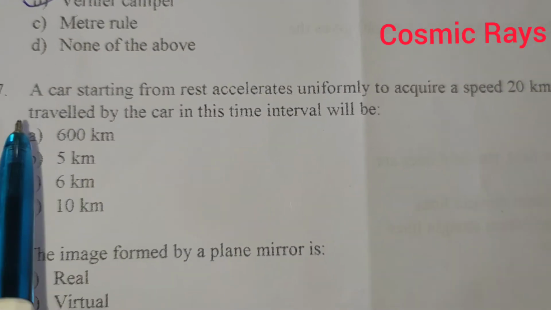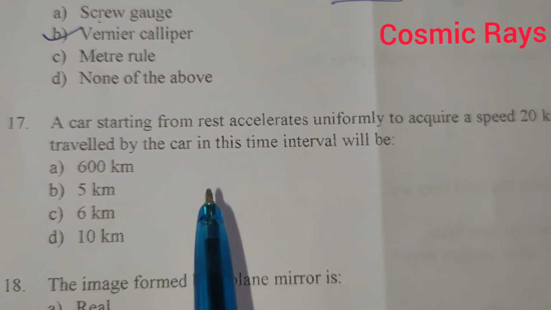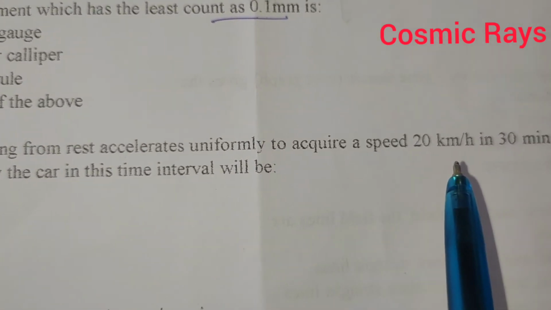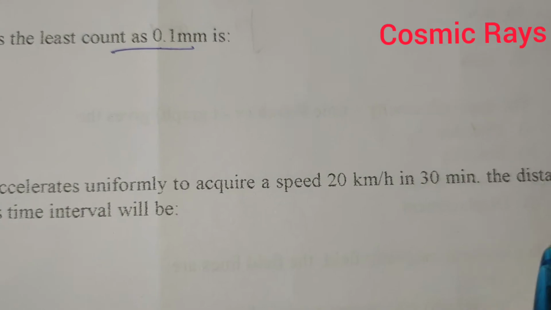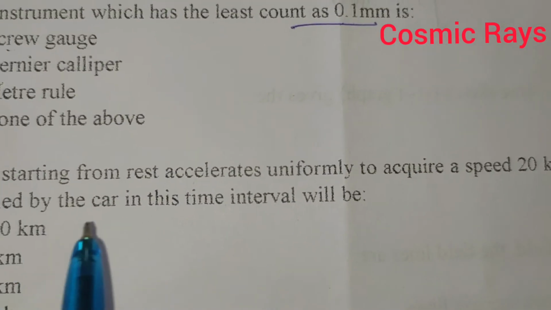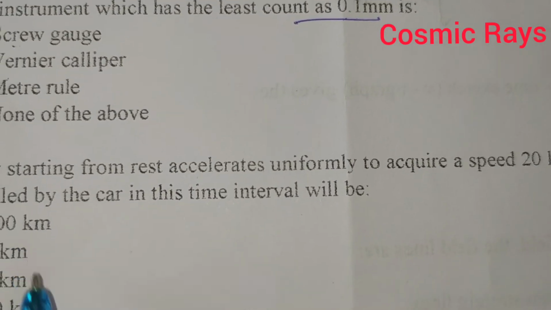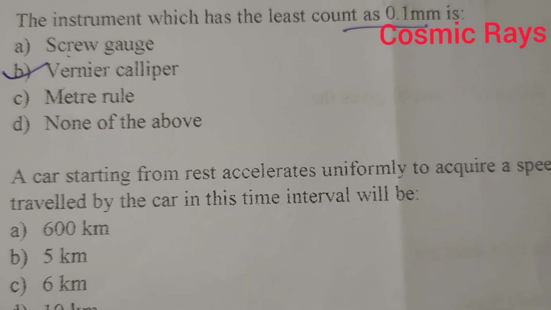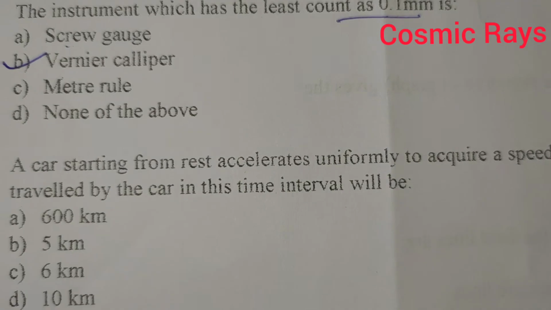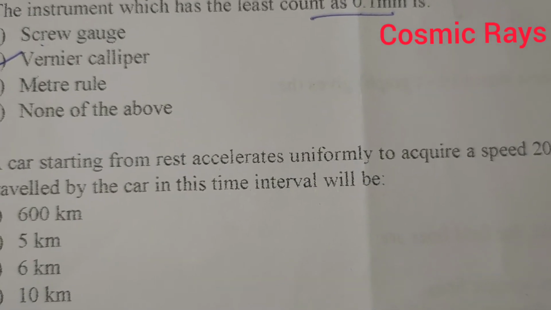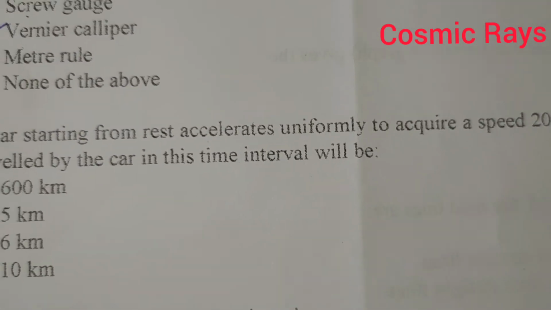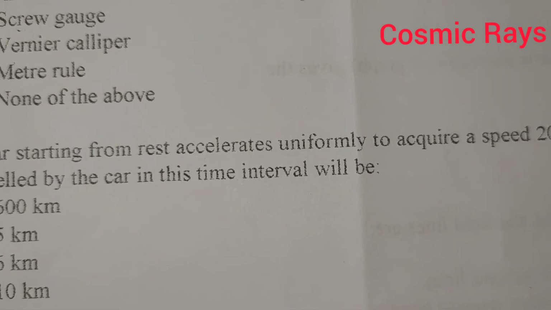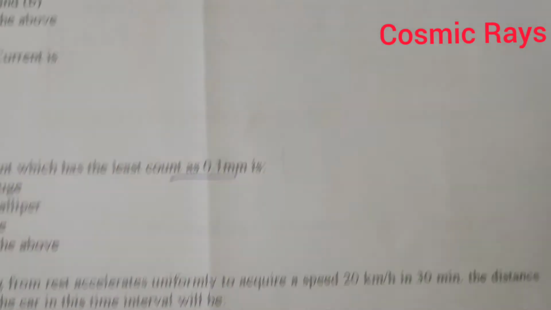Now the next question is: a car starting from rest accelerates uniformly to acquire a speed of 20 km per hour in 30 minutes. The distance traveled by the car in this time interval will be, and you have been given 4 options. Now there are 2 ways of solving this question. One is you just take a random guess. In my case the guess doesn't work; I have not been so lucky. In your case you see for yourself. If not, then you better solve it.